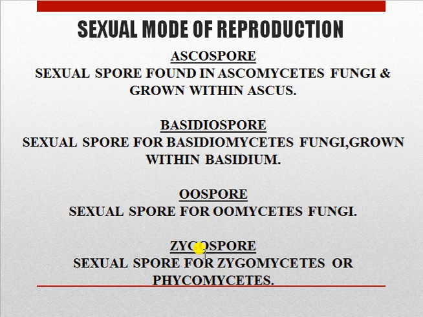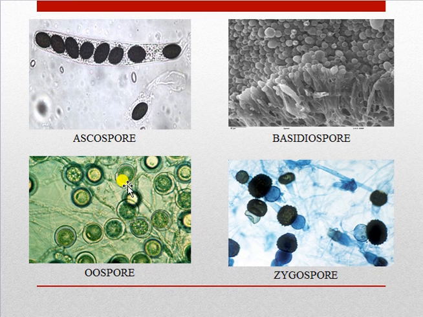So I am going to the next slide. You can see here the various kinds of spores I just discussed in the previous slide. The ascospore is commonly found in Ascomycetes fungi. Next, basidiospore is commonly found in Basidiomycetes fungi. Oospore is for Oomycetes fungi, and then zygospore is for Zygomycetes fungi. So these 4 spores are there for the sexual mode of reproduction in various different classes of fungi.